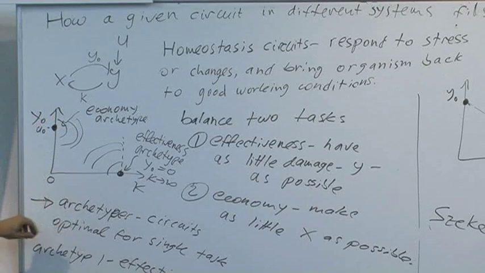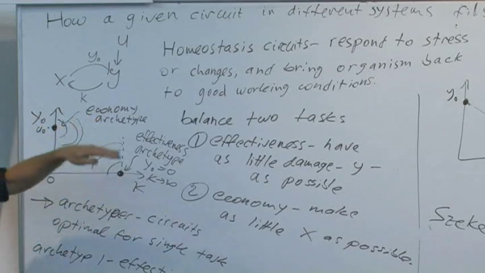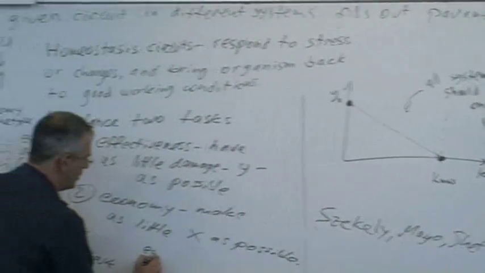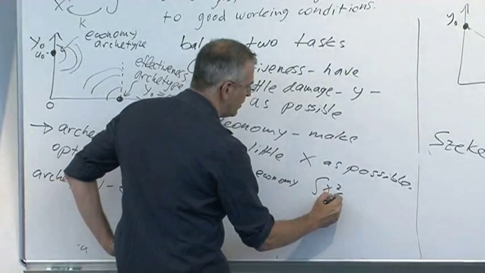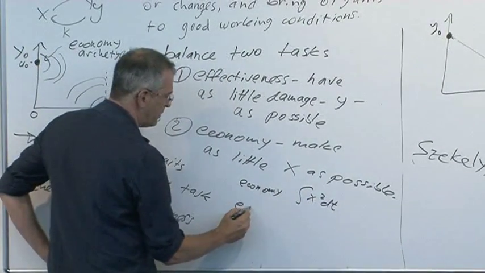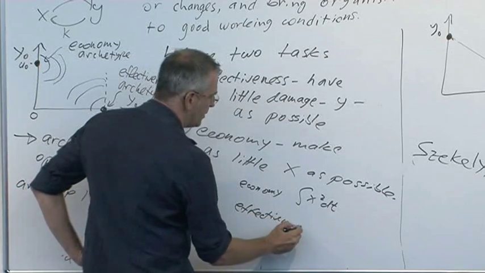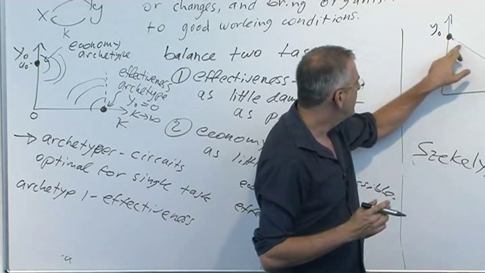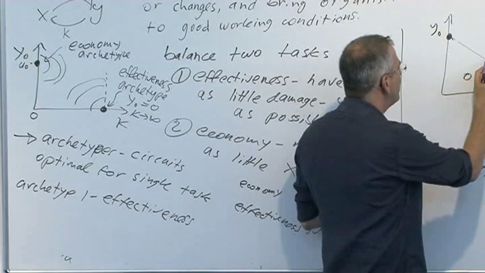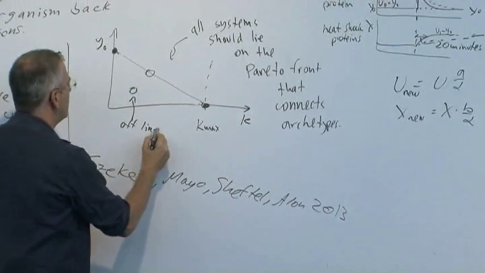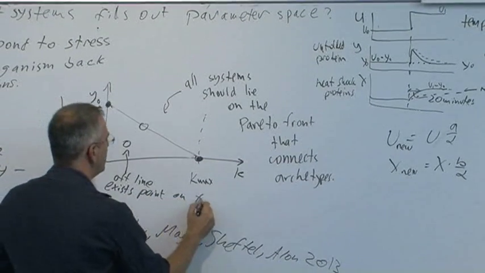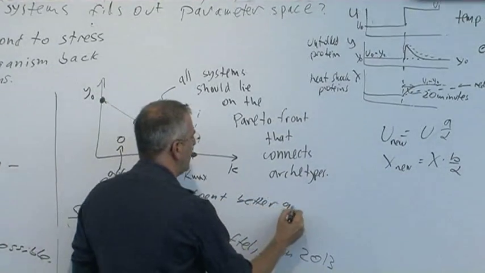So the shape of these contours can affect the front. For instance, this is just a technical detail. If you interpret economy as minimizing this, and effectiveness is minimizing the damage in this way, then you get a line that looks like this. It's very close to a straight line. But the point is that if I have a point off the line, there exists a point on the front that's better at both tasks.